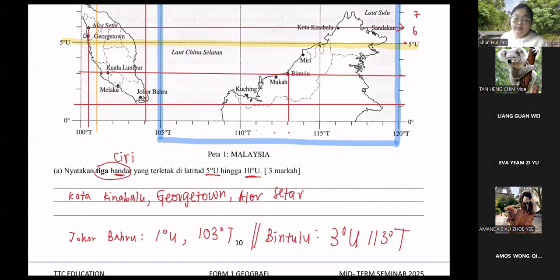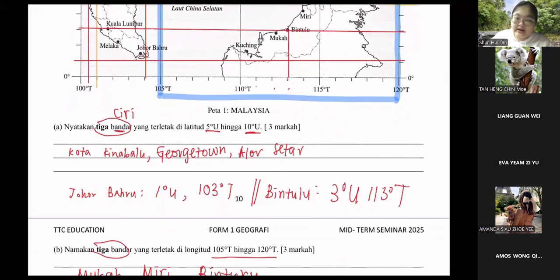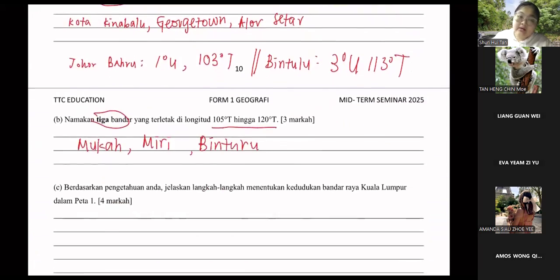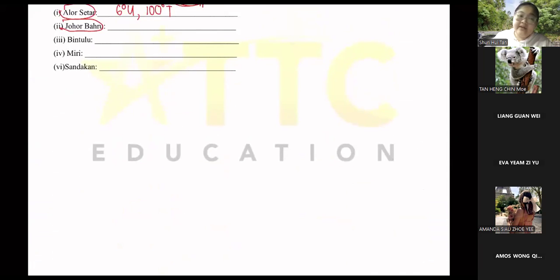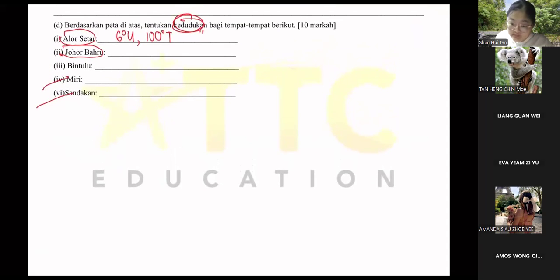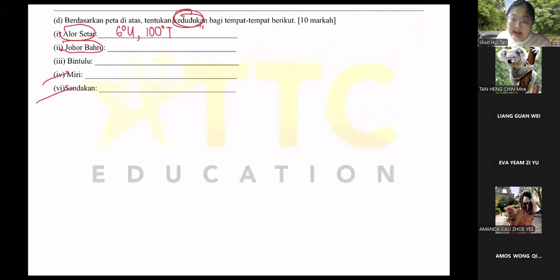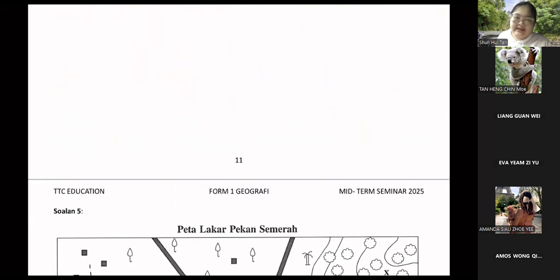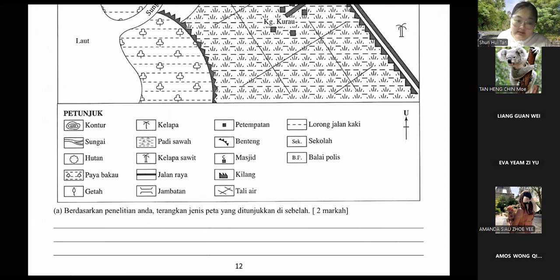The rest, are you good? Understand? Then I have to move on. Tips: be careful in the exam, don't overlook. Right? Good. Move on. The Miri and Sandakan, you can try on your own. Afterwards, I will share the answer. Okay? Now you do it.